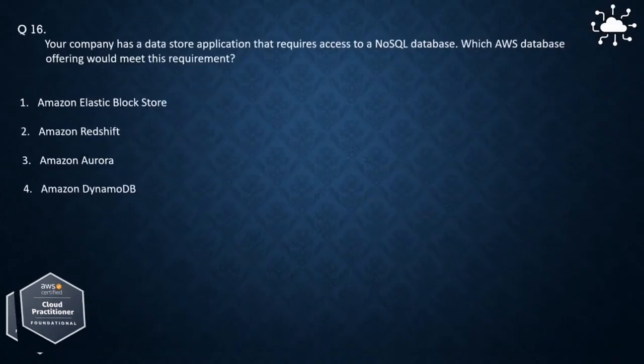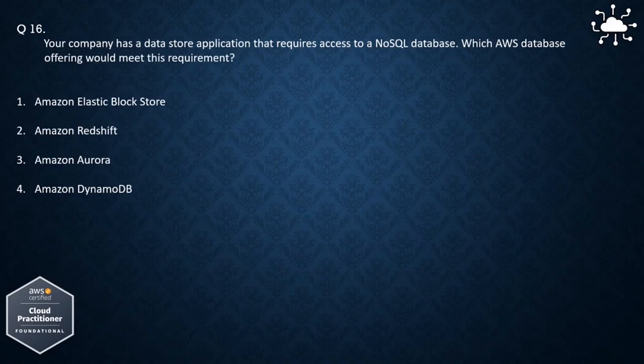Question number 16. Your company has a data store application that requires access to a NoSQL database. Which AWS database offering would meet this requirement? 1. Amazon Elastic Block Store. 2. Amazon Redshift. 3. Amazon Aurora. 4. Amazon DynamoDB. The correct answer is Amazon DynamoDB.